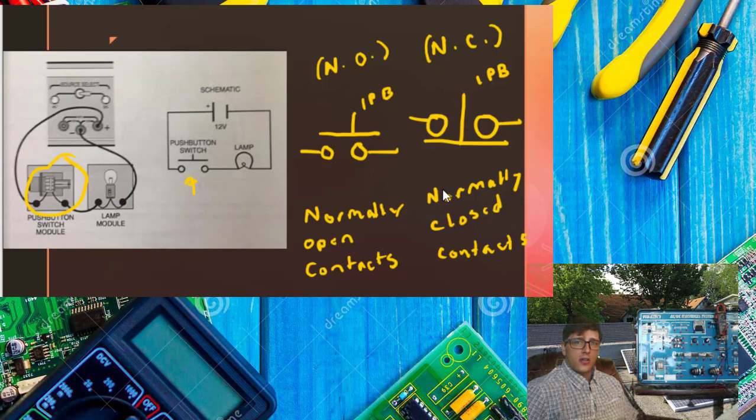We can see that the contacts right here are touching. The push button is in a state of touching, and that means there is current flowing through here. This means the resistance is 0. There's almost no resistance here, and it is a short circuit, so it's basically like a jumper. So this can be N.O. or N.C. Those are the two positions that we can have.